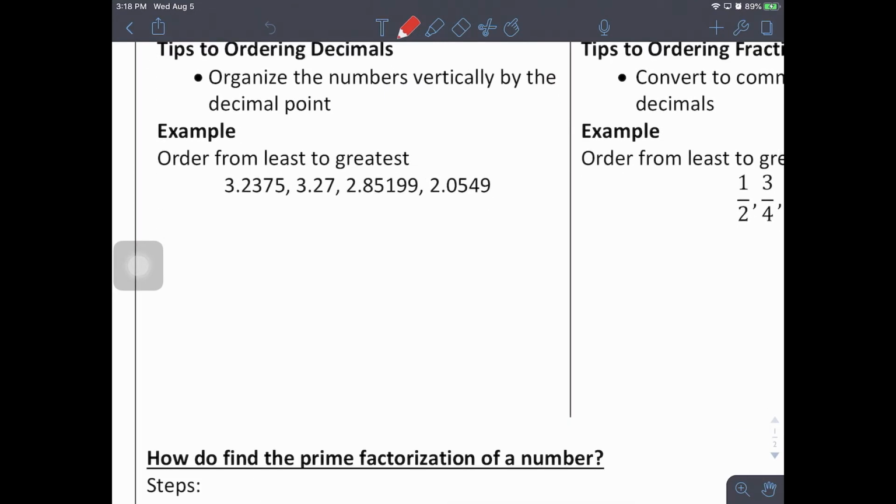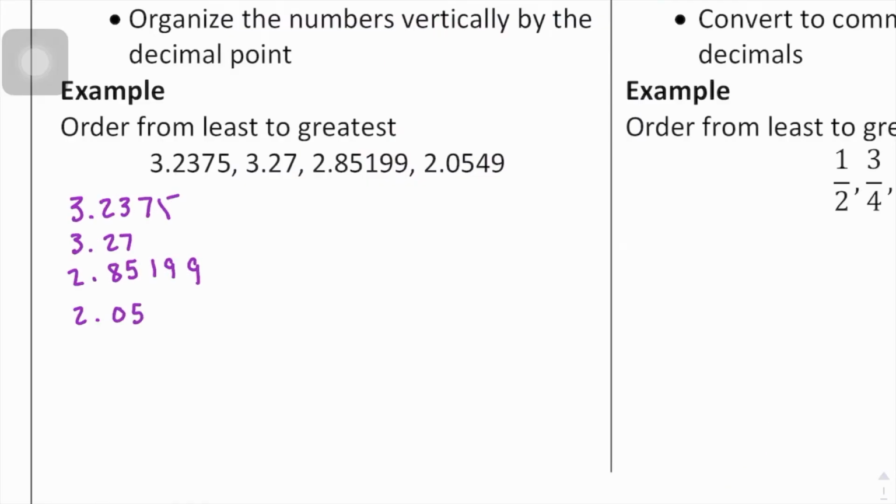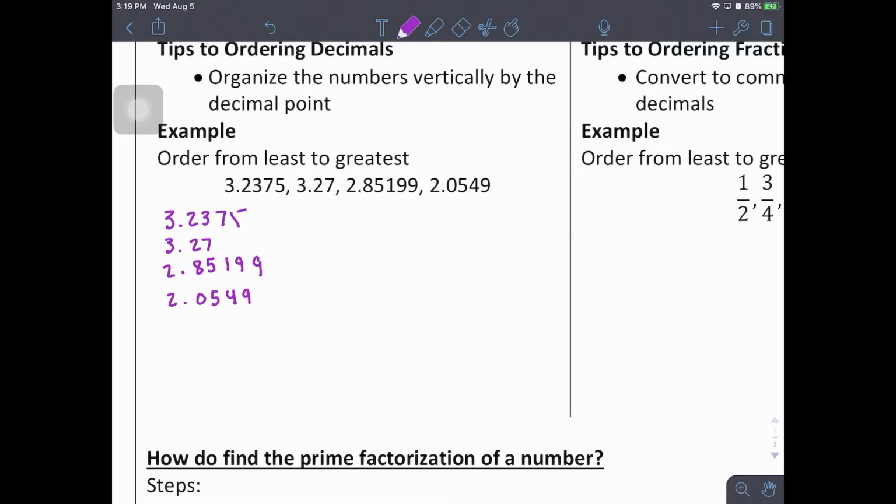So when I'm taking a look at these four numbers here, I'm going to actually write them vertically and line them up by the decimal point. So I got them lined up. Now I'm going to compare place values starting with the one spot here. It looks like these 2's are clearly less than these 3's, so I'm going to look at these 2. Next I go to the next right place value. So 0 is clearly less than 8, so this value, 2.0549, is going to be our least value.